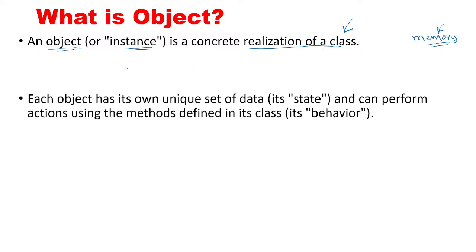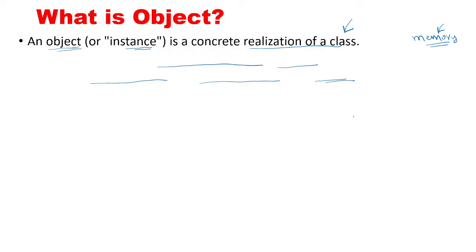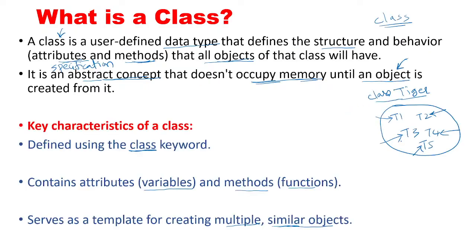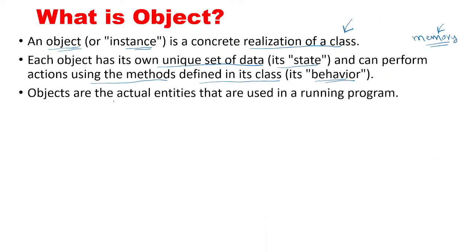Okay, so each object has its own unique set of data that defines its state, and can perform actions using the methods defined in its class. Okay, so those actions define the behavior, like the tiger class. The tiger's behavior is hunting. That hunting defines their behavior. Then objects are the actual entities that are used in running a program.